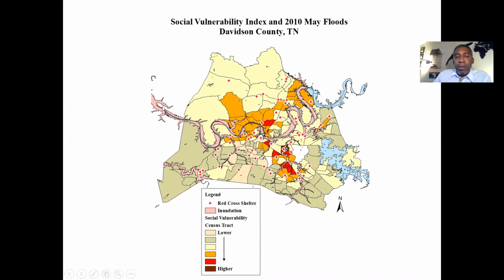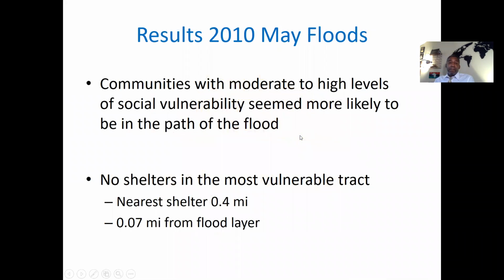So here is a layer of the Red Cross shelters with the final map and the inundation zone of the 2010 flood, which is a perhaps 1,000-year flood event. And just from a casual observation standpoint, you can see that the most vulnerable tracts in many cases were affected by the flood, as we saw here in one of our results slides.